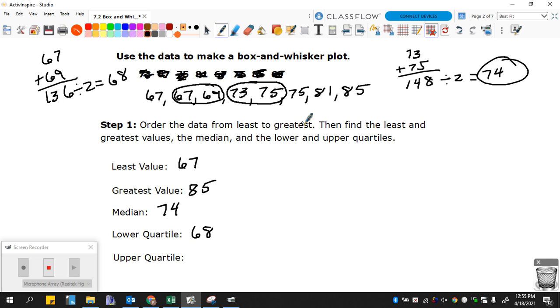For the upper half, between the 75 and the 81, it's not quite as simple to just eyeball. We have 75 plus 81, which is 156, divided by 2 is 78. So 78 is the upper quartile. We need to remember these numbers, because we'll flip back and forth from the next page.